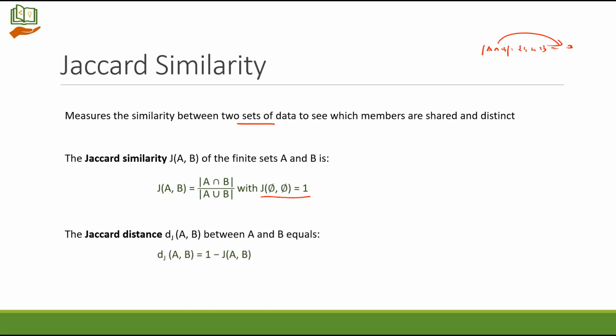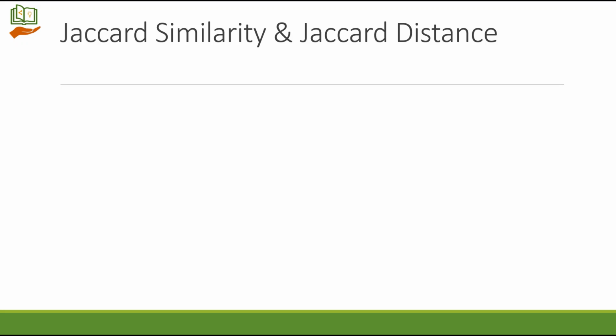We have another term called Jaccard distance, that is denoted by dj of A comma B. The distance between A and B equals 1 minus the Jaccard similarity. Jaccard similarity is given by J of A comma B. So this will be 1 minus the Jaccard similarity. So if you want to calculate distance, you should definitely calculate Jaccard similarity. We are not going to get into deep concepts of where, why and how it is going to be used. We are just going to see sample problems to find Jaccard similarity and Jaccard distance.